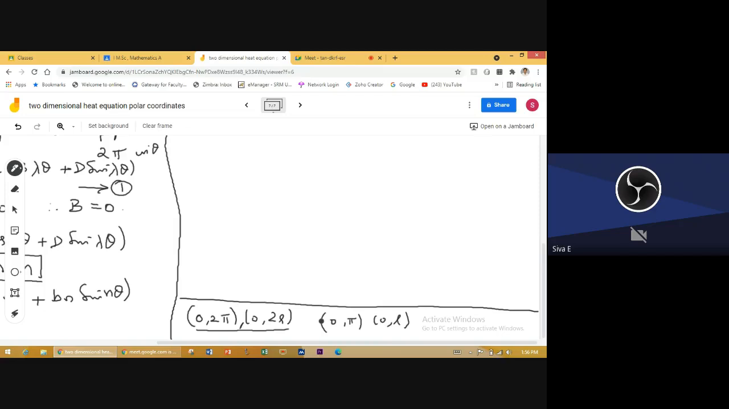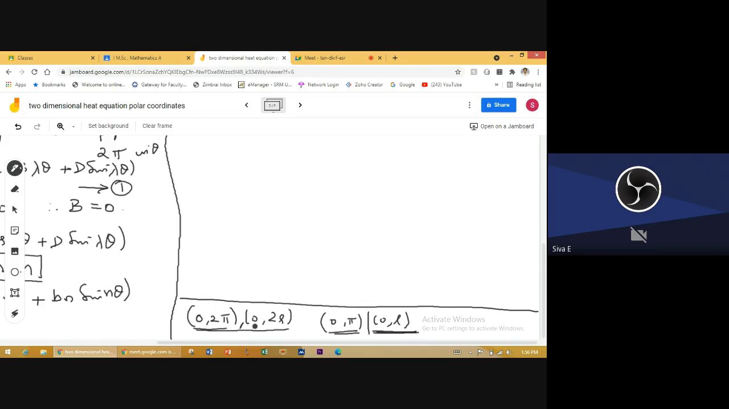also 0 to L is the interval. So when 0 to L or 0 to pi is the interval, then we have to get the solution in terms of half range Fourier sine series. It will not come as half range Fourier cosine series, only half range Fourier sine series. Okay, that is one important point.